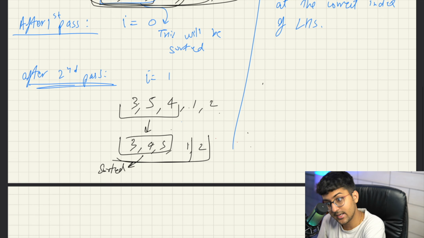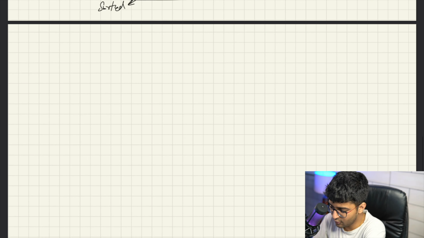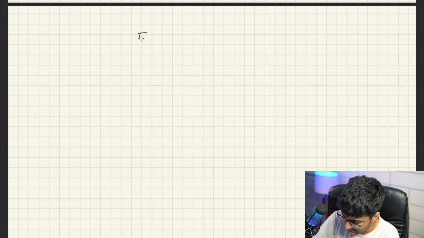Let's see how it is working internally. So I have 5, 3, 4, 1, 2. Let's see the entire algorithm and how it's working.